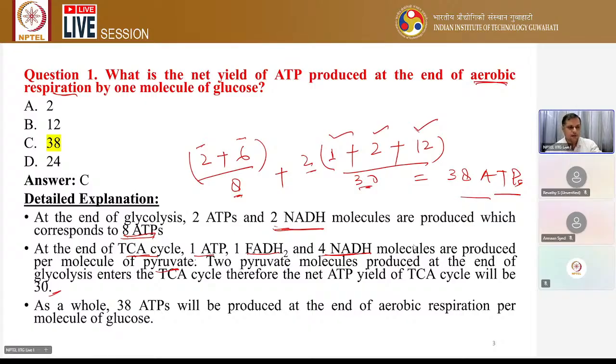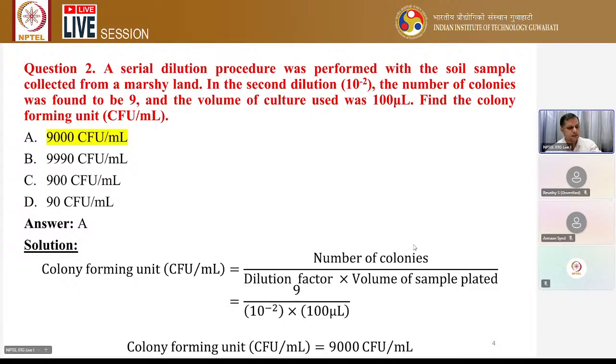Our next question was very simple, based on the serial dilution. The dilution factor is given to you. Typically, we dilute in such a way that the number of colonies should be countable, so it should be not more than 50 or so.